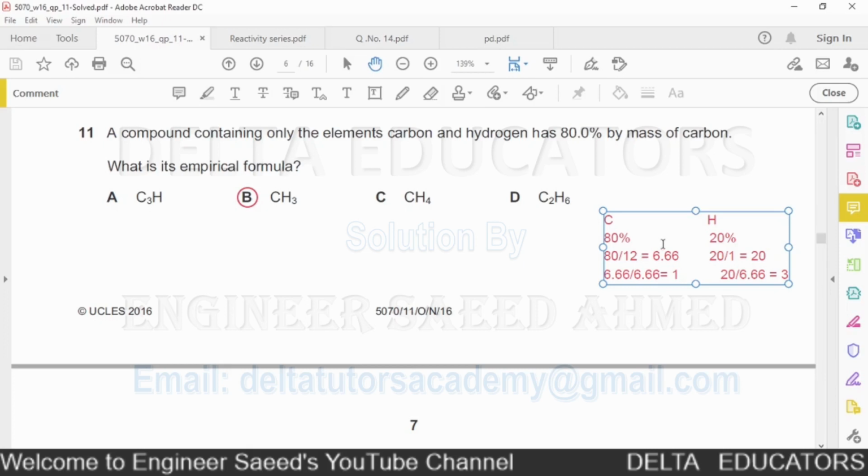By dividing 6.66 by 6.66 we get 1, and 20 over 6.66 will be 3. So the simplest mole ratio for carbon is 1 and for hydrogen is 3. So the empirical formula will be C1H3. 1 normally we don't write, so the empirical formula will be CH3. CH3 is given in option B, so the correct option is B.